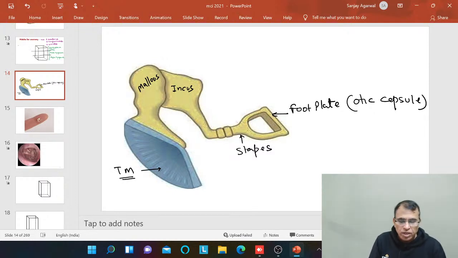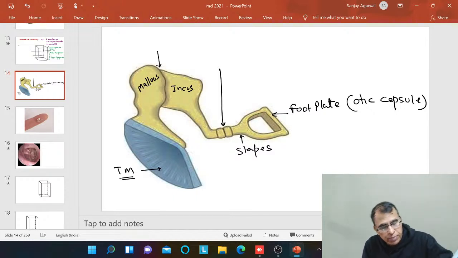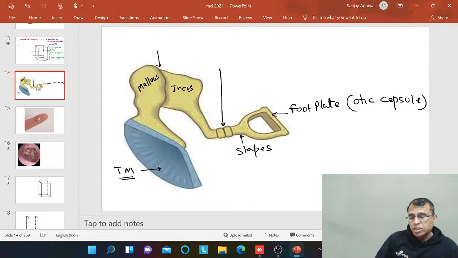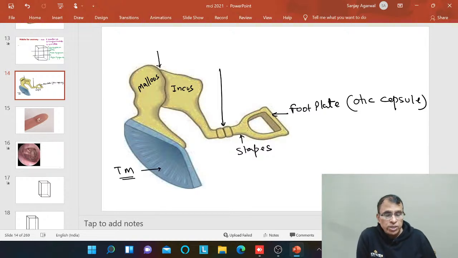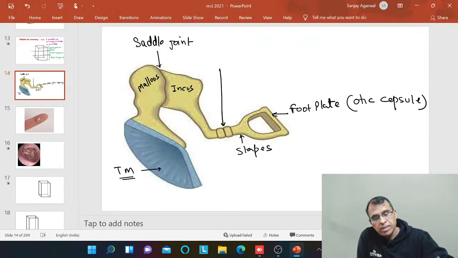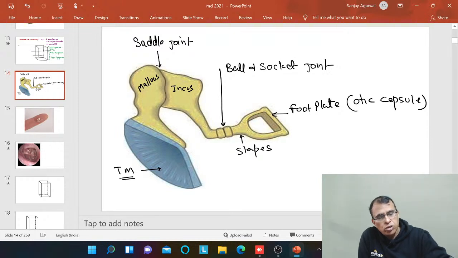Okay, now if you have three ossicles, we'll have two joints. One joint is this, and one joint is this, obviously. First one is between malleus and incus, the second one is between incus and stapes. And now comes the most important question they ask you from the ossicles, that what types of joints they are. In orthopedics they talk about types of joint. Synovial joint has subtypes. So these both are synovial joints, but they have different types of synovial joint. The first one is saddle joint. And the second one is ball and socket joint. So these are the two joints, saddle joint and ball and socket joint.